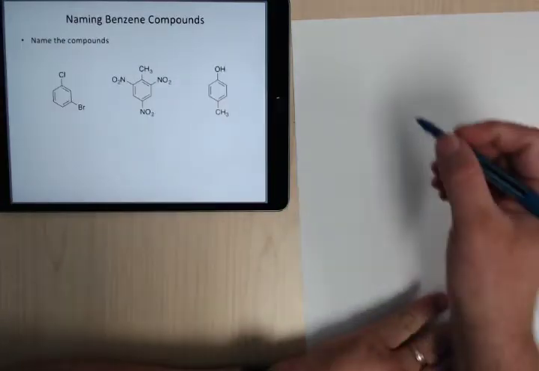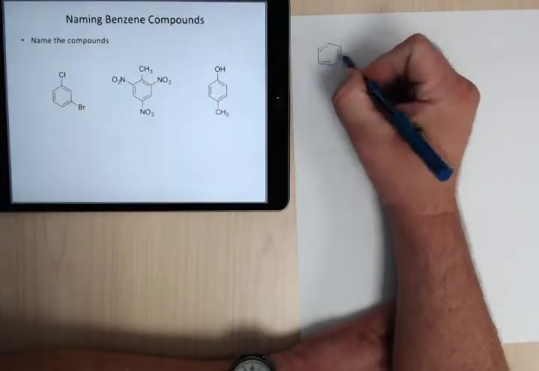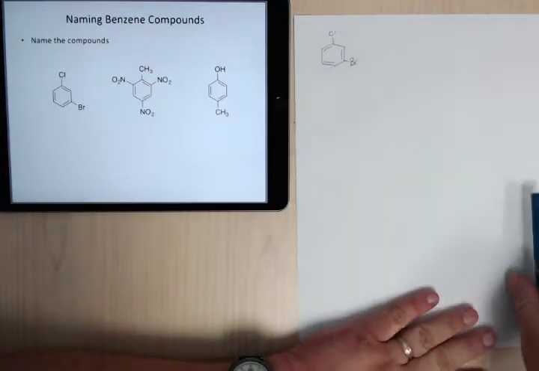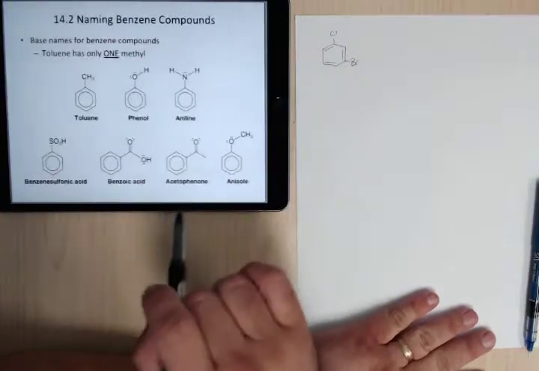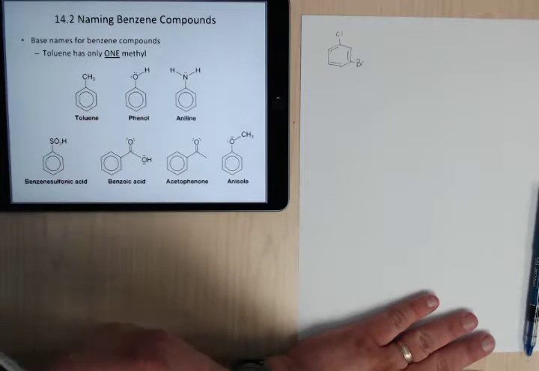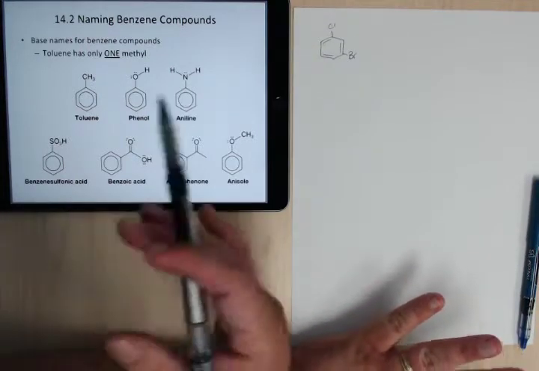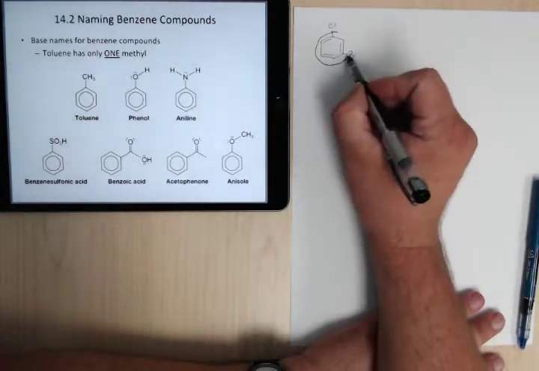So if we have this one here, with chlorine and bromine, there's no base structure. Notice how there are no halides as base structures. There's no nitro group either. If you have a nitro group on there, it doesn't have priority for a base structure. Neither do the halides. So for this one, it's just going to be benzene.